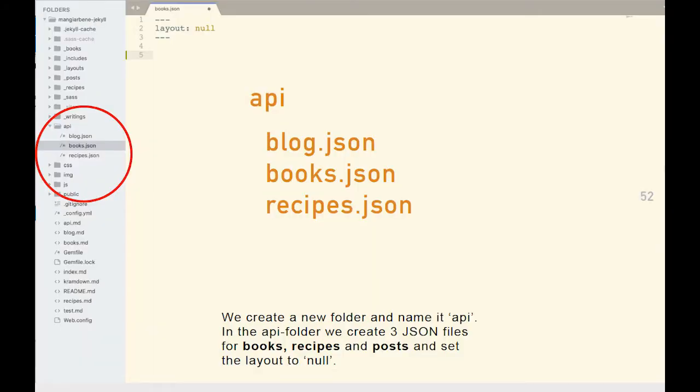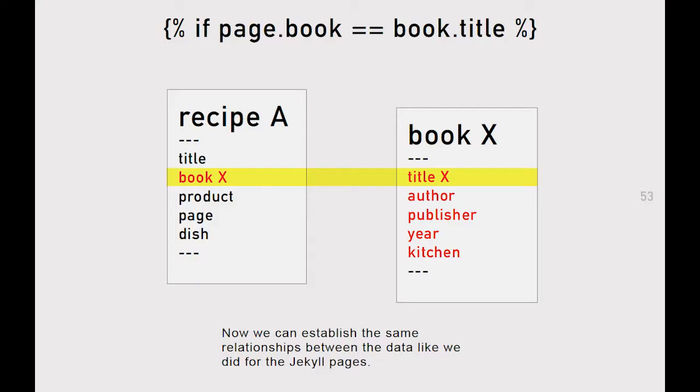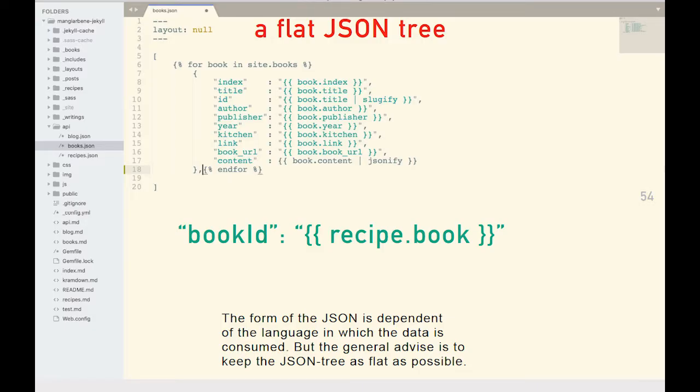We create a new folder and name it API. In the API folder, we create 3 JSON files: books, recipes, blog, and set the layout to null. Now we can establish the same relationships between the data like we did for the Jekyll pages. The form of the JSON is dependent on the language in which the data is consumed. But the general advice is to keep the JSON tree as flat as possible.